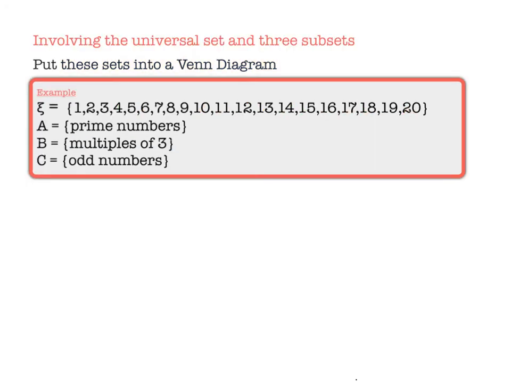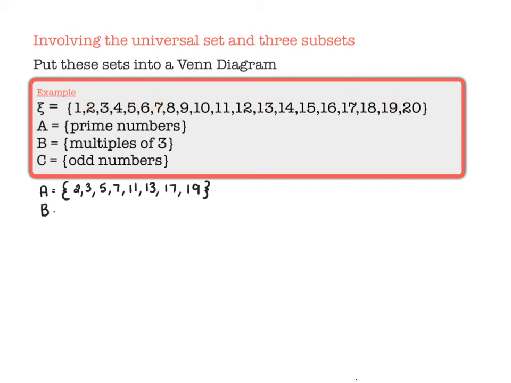For the last example for this video, we're going to involve the universal set, but we're also now going to have 3 subsets of that. So we've now got A, B and C. First thing you need to do, as before, is find out your subsets A, B and C. So A are the prime numbers that are in the universal set. So we've got 2, 3, 5, 7, 11, 13, 17 and 19.